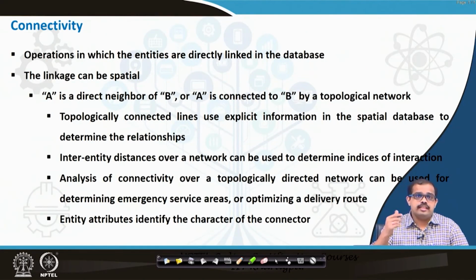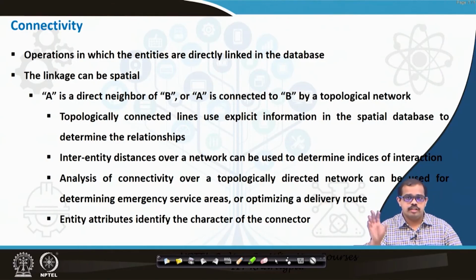Now, the next thing is connectivity. How do you find out entities that are directly linked in a database? For example, linkage can be spatial, or it may not even be spatial but attributed to be spatial. How do we do this? Let us say A is a direct neighbor of B, or A is connected to B. A is a direct neighbor of B, or A is connected to B by a topological network.